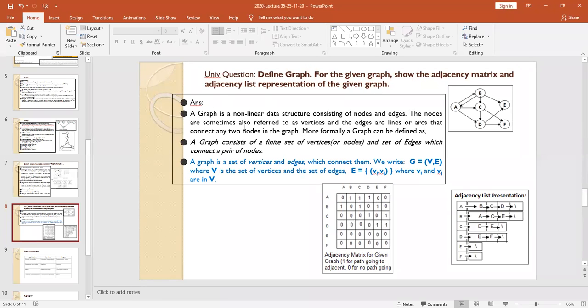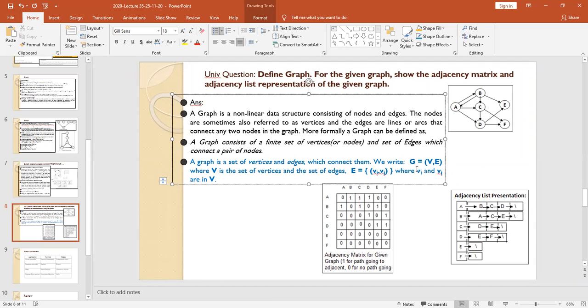So what's a graph? It is a nonlinear data structure consisting of nodes and edges. So nodes are sometimes called as vertices, and edges are arcs that connect two vertices. So it is defined as a finite set of vertices and edges which connect a pair of nodes. You have to write this one. It is one of the university questions we have taken. So the graph is a set of vertices and edges. So you can write this one or this one or this one. Any one you can write as definition.